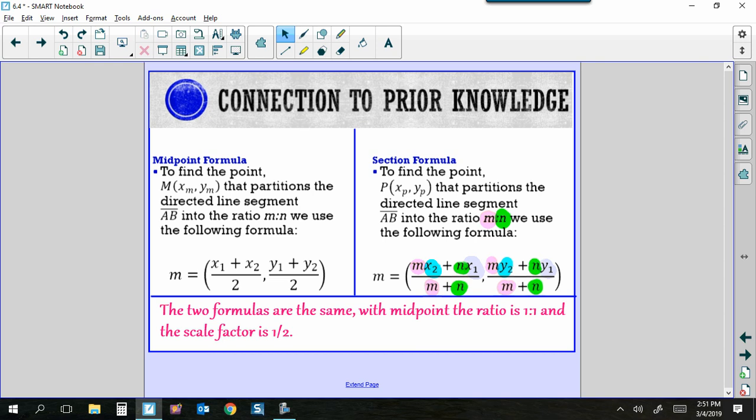So how are these two formulas the same? I have just a sentence here. You can put this in your own words, but it's basically what we've been talking about the last few minutes. The two formulas are the same. The midpoint formula has a ratio of 1:1 and a scale factor of 1/2. So your m and n are 1 and 1.